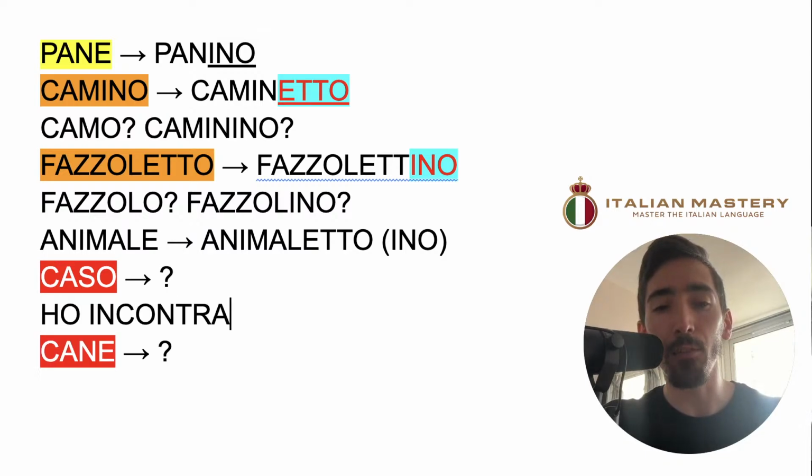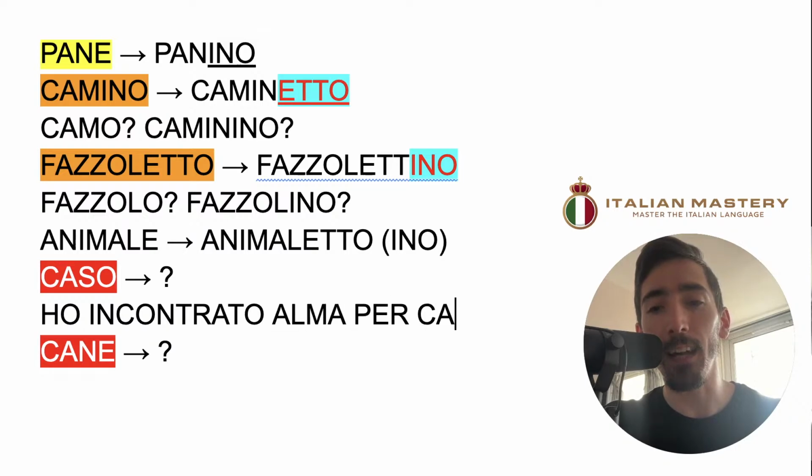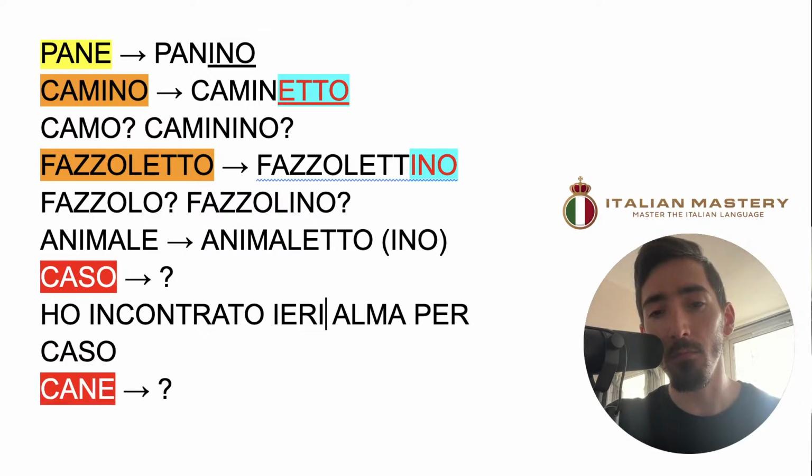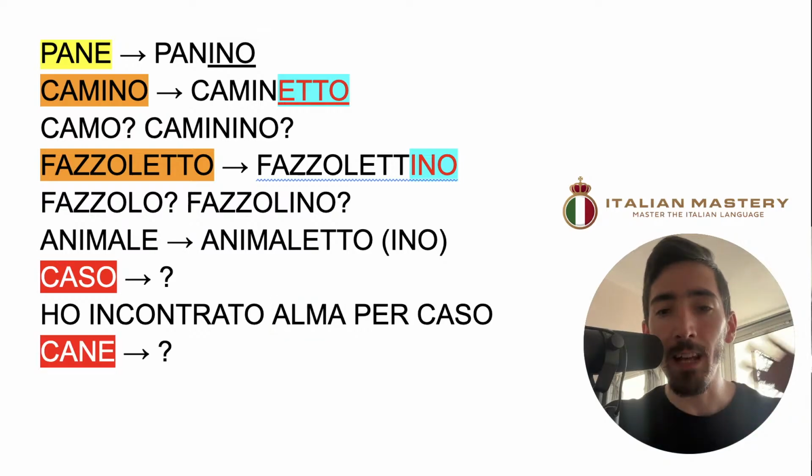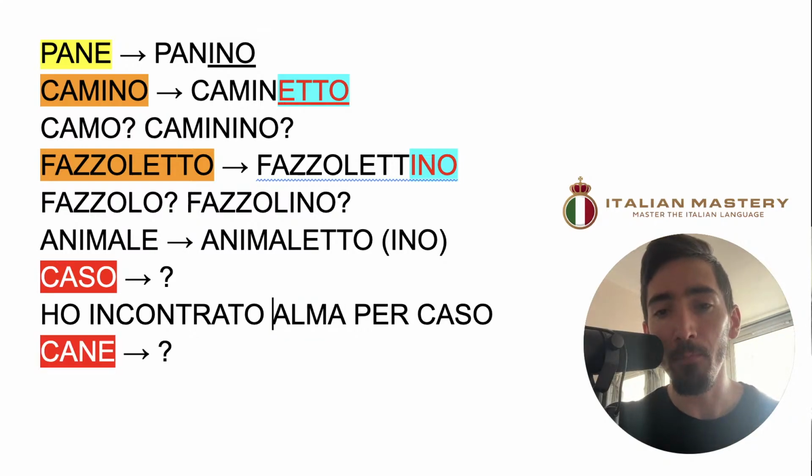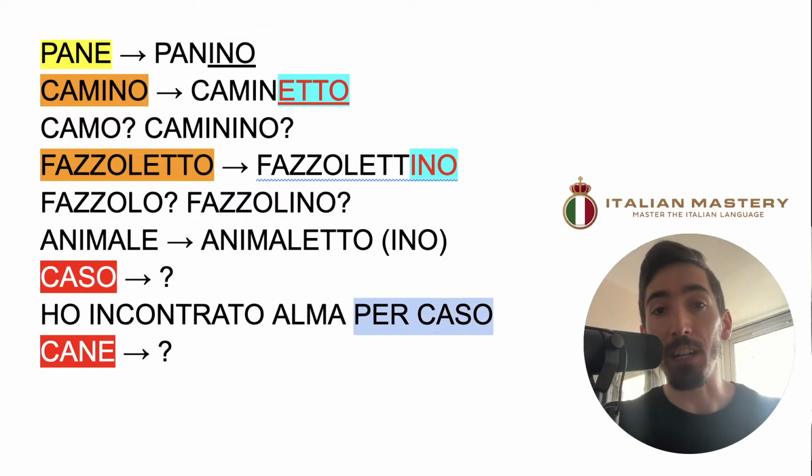Ho incontrato Alma per caso. Ho incontrato, I met Alma yesterday. Alma is a name. Per caso, by chance. I bumped into her by accident. I didn't plan to meet her, but we did. So, caso is chance. It's a word that exists in Italian.